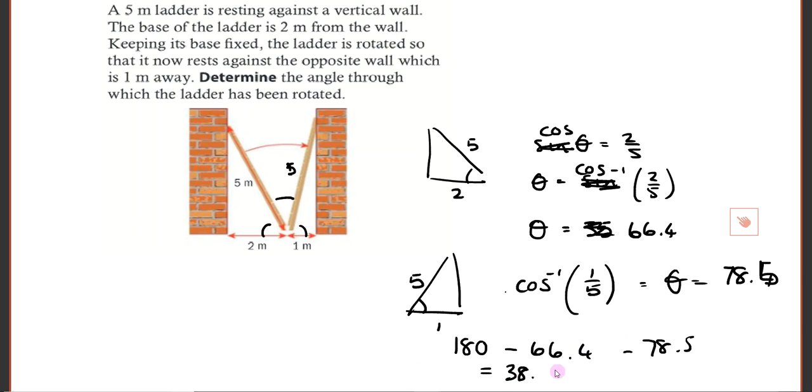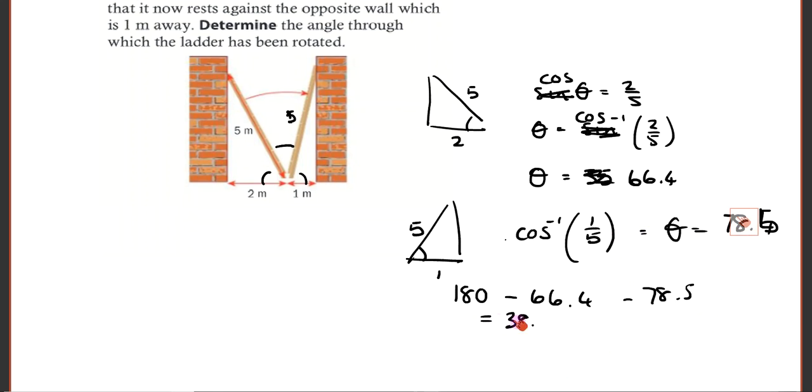Does that make sense now? Not as hard as you thought it might be? I guess the thing is the realization that the ladder hasn't changed length. If you don't spot that, it was a different ladder at first, but it says the same ladder now rests against the opposite wall. Next question.